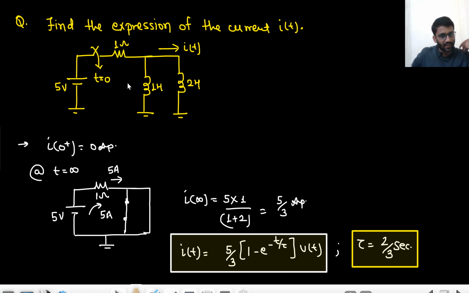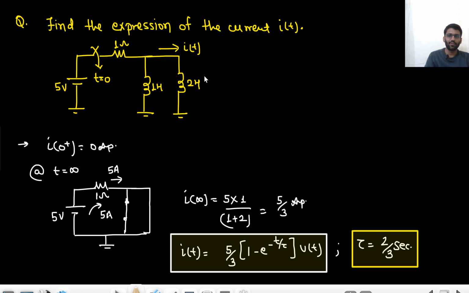In case of inductors as well, the current will be divided in inverse proportion. But in case of capacitor, the current will be divided in proportion, right? In case of resistance, the voltage is divided in proportion. In case of inductance, the voltage is divided in proportion. But in case of capacitor, the voltage is divided in inverse proportion. In basics of network, we have seen all this, right?